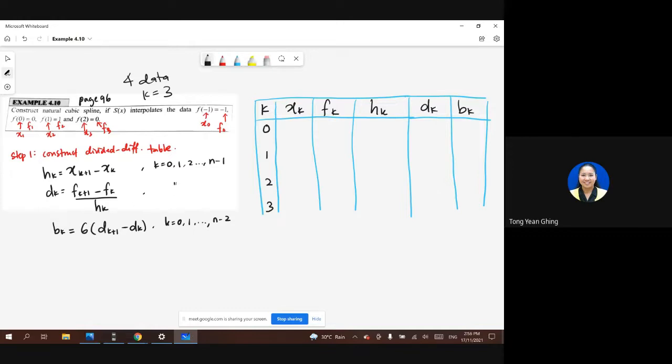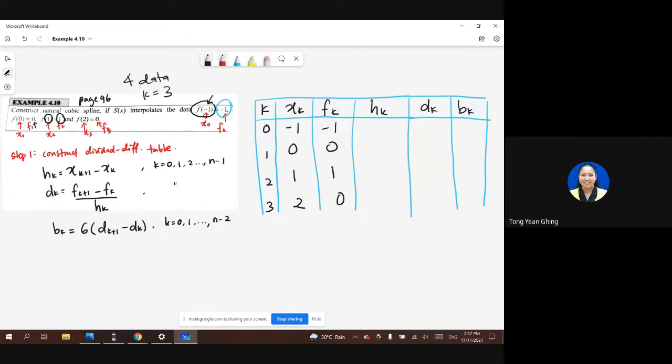Okay. X0, this one, X0. This is X0, -1. F0, this one, F0 is -1. This one, F0, okay? And then continue with X1. X1 is 0, F1 is this one. This one is 0, okay? And X2, this one is 1, F2 is 1, X3 is 2, and then F3 is 0.